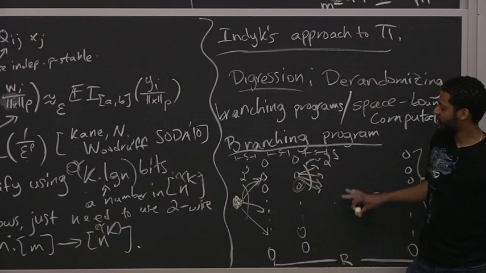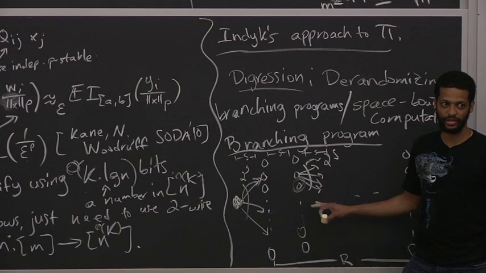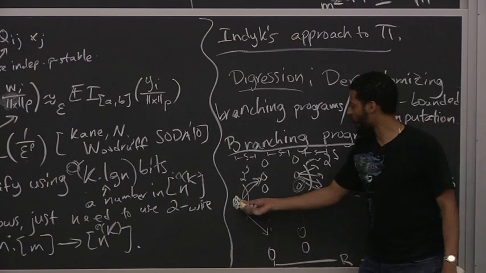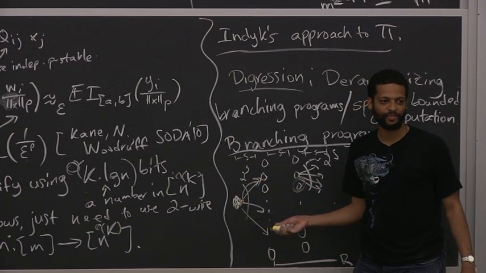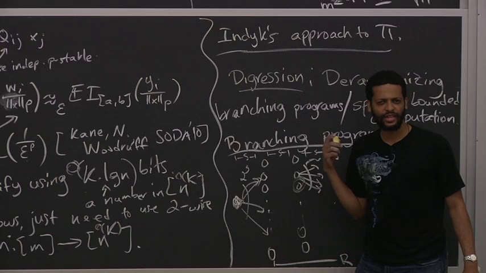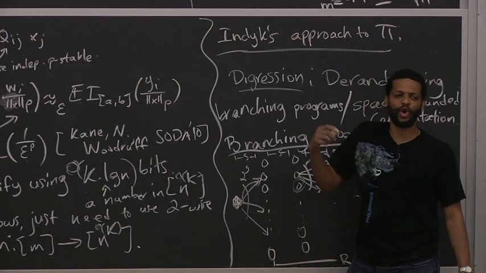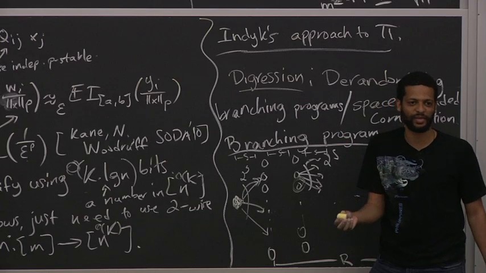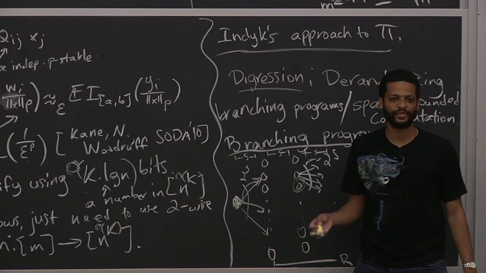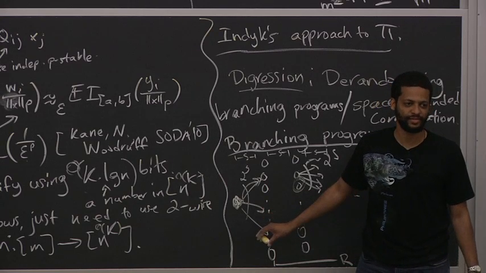Technically, this model of computation is a bit stronger than space-bounded computation, because I'm just assuming that these transition functions can be arbitrary. But the space-bounded algorithm can't do arbitrary transition functions. Its transition has to be computable in small space as well. But we're fooling something even slightly more powerful.